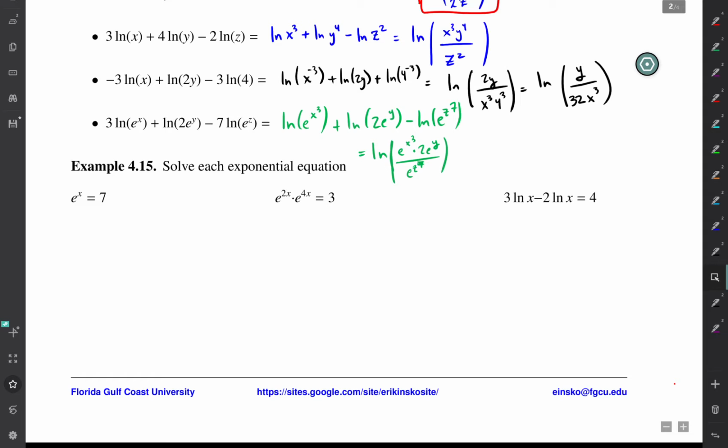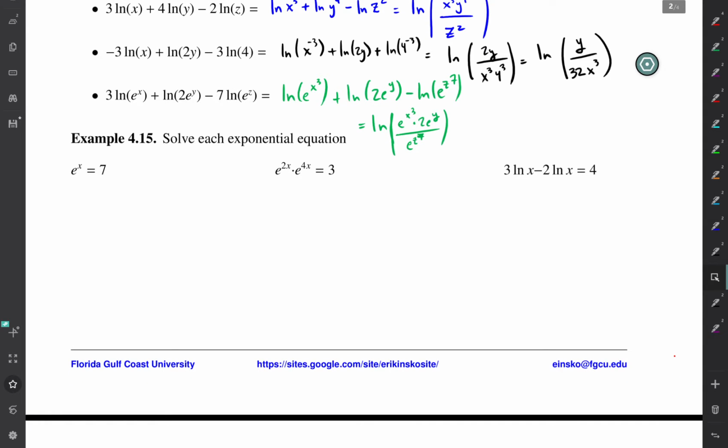Okay. In example 415, we get to the heart of why we've been studying these properties of logarithms and exponents. We're going to see in the coming weeks that lots of real-world problems involve equations that deal with exponential functions and logarithmic functions. And so we're going to try and solve those equations, and to do those we need to use the properties of logs and exponents.